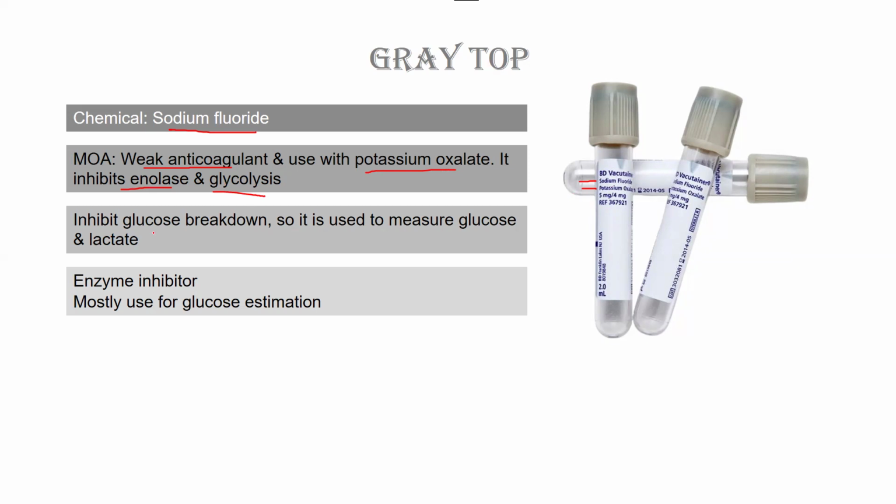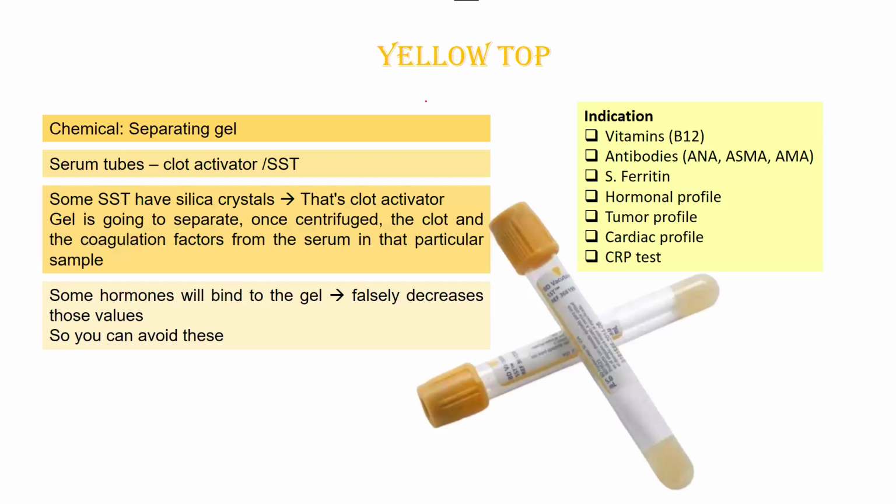So it inhibits the glucose breakdown, and that's why it is used to measure glucose and lactate. The indication for the gray top tube is glucose estimation in the blood of animals, and it is an enzyme inhibitor because it inhibits the enolase enzyme. So the only indication for the gray top tube is glucose estimation, and the chemicals it has are sodium fluoride and potassium oxalate. Next we have the yellow top tube.